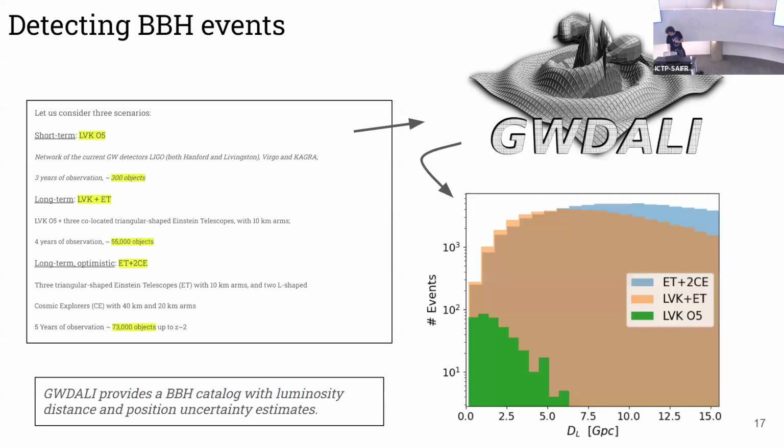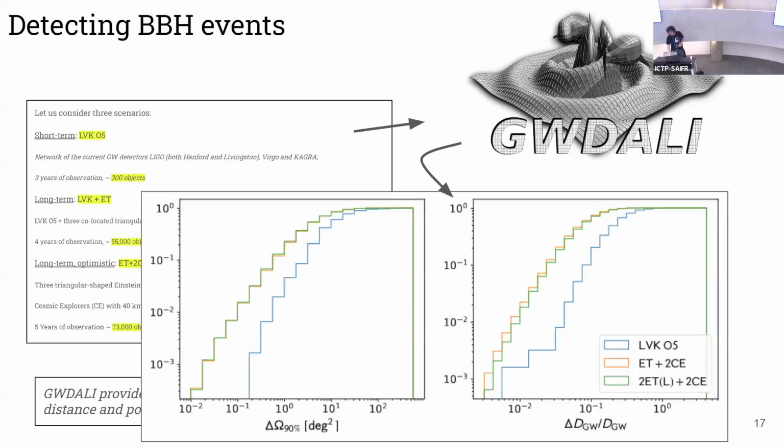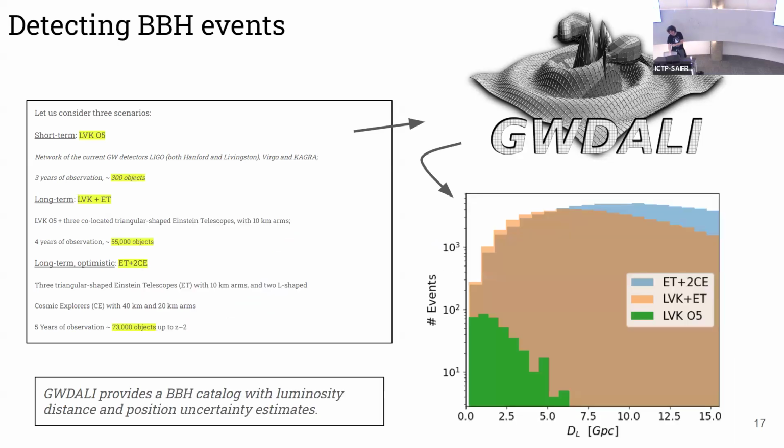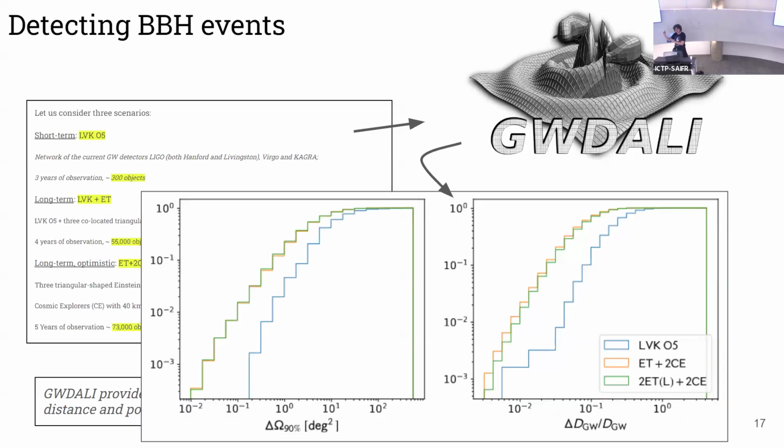So with the luminosity distance and position errors, and the histogram of events for luminosity distance. And the sensitivity of the data. Yes, you feed them and then you give this to GW-DALI, and GW-DALI will give you a distribution of angular errors and distance errors. So that's the main idea, and that's how we simulate detection from these combinations of gravitational wave detectors.